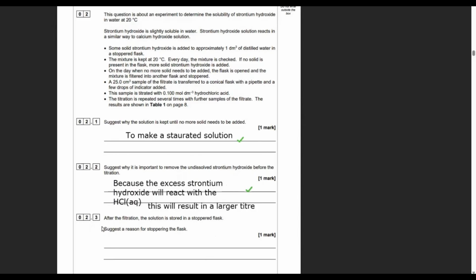2.3. After the filtration, the solution is stored in a stoppered flask. So, just a reason for stoppering the flask. There's a couple of reasons why you stopper the flask. The main one for me is that you want to put a bung in the top of the volumetric flask after the filtration, because you don't want any of the water to evaporate.